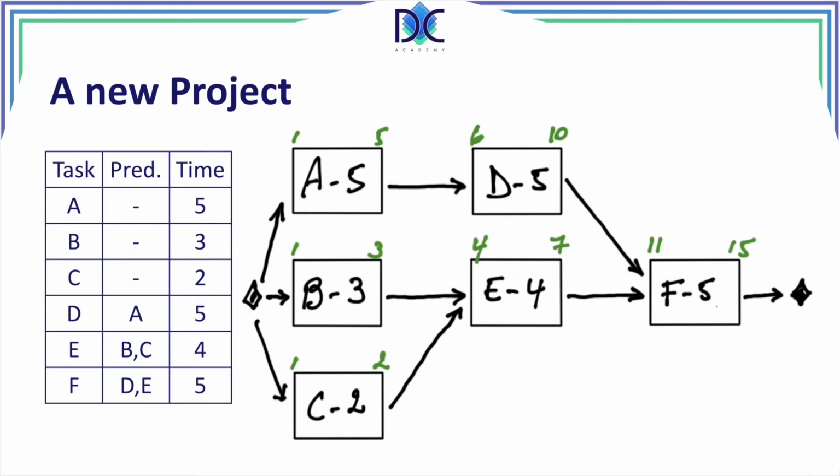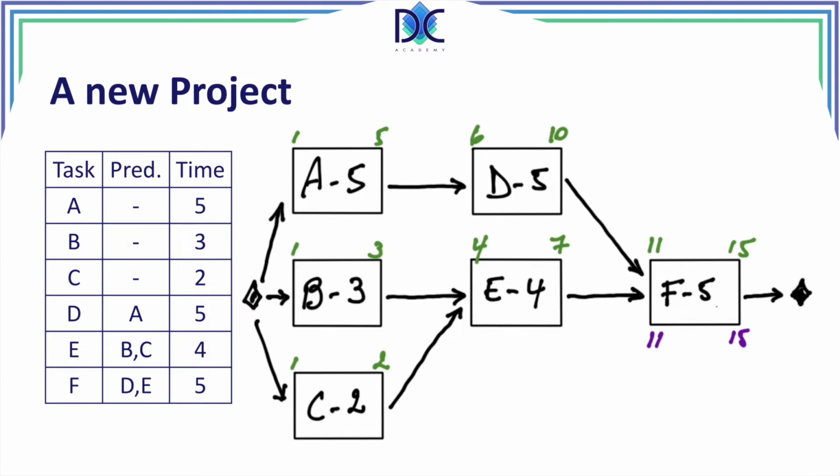Now we do the backward pass, and we start with the late finish of the project equal to 15. So in this case, early finish and late finish of activity F are the same, of the project are the same, and we can calculate backwards. Now we have 15 minus 5 plus 1 is 11. So the late start of activity F is 11.